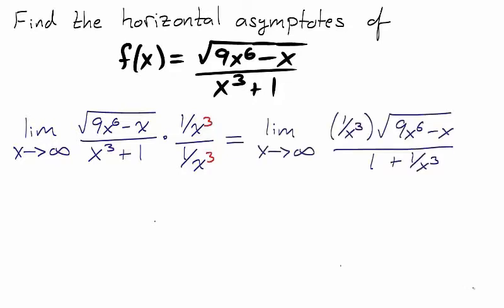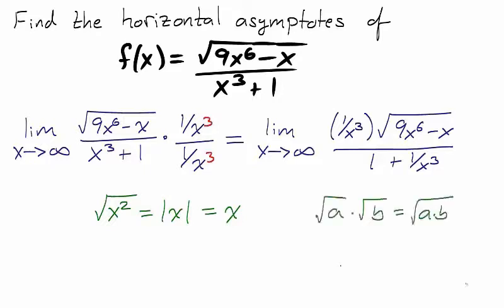We can distribute through the denominator by 1 over x cubed, and with our observation that the square root of x squared is the absolute value of x, and the fact that x is approaching infinity, for our purposes here, the square root of x squared is equal to x. Keep in mind that the square root function is multiplicative, that is, that the square root of a times the square root of b is equal to the square root of a times b, which will tell us that the square root of x to the 6th is equal to x cubed.